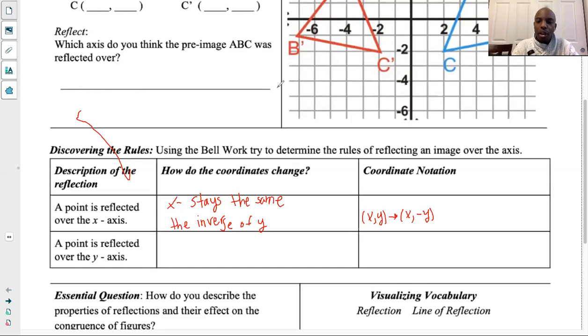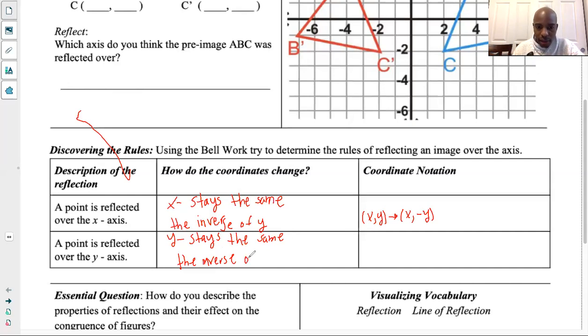Now, if we were flipping it over the y-axis, what happens there? Okay, when we flip it over the y-axis, y is going to stay the same. And this is what we did a little while ago, right? We noticed that y is what stayed the same. Right? Y stays the same, but we have the inverse of x now. That doesn't change the way the coordinate is. It's still x comma y, but now it's going to be the opposites here. So the inverse of x.